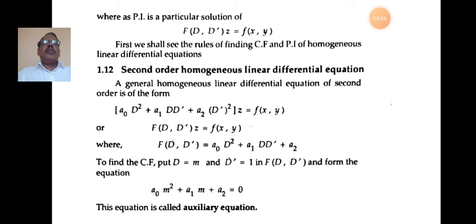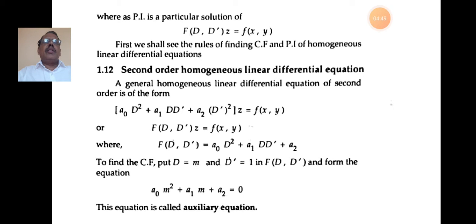This equation can be written as f of D comma D dash equal to a naught D squared plus a1 D D dash plus a2 D dash squared. To find the complementary function, put D is equal to m, which is very important. In place of D you substitute m, in place of D dash you substitute 1. Then we get the equation of the form a naught m squared plus a1 m plus a2 is equal to 0, which is called the auxiliary equation.